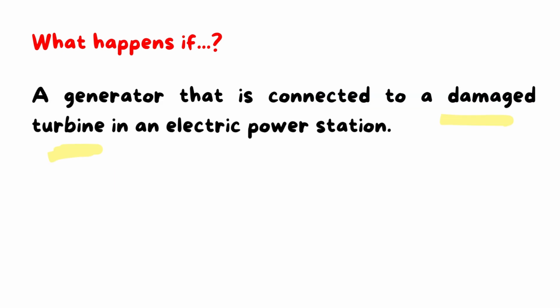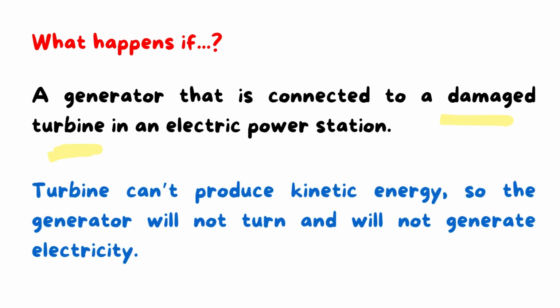Okay, what happens if a generator is connected to a damaged turbine in an electric power station? This is a very good question. So if the turbine is damaged, what will happen for the generator? Yes, the answer, turbine can't produce kinetic energy. Okay, so the generator will not turn and will not generate electricity because there is no kinetic energy.